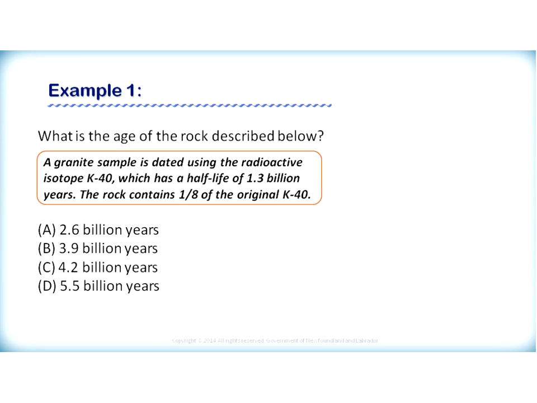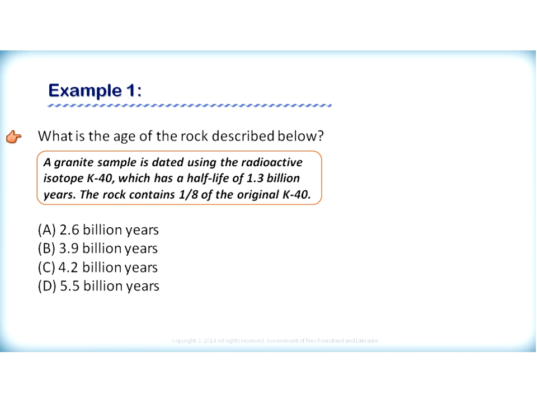Let's have a look at some radioactive dating problems that were seen on past public exams. Example 1 states, what is the age of a rock described below? A granite sample is dated using radioactive isotope potassium-40, which has a half-life of 1.3 billion years. The rock contains 1/8 of the original potassium-40.